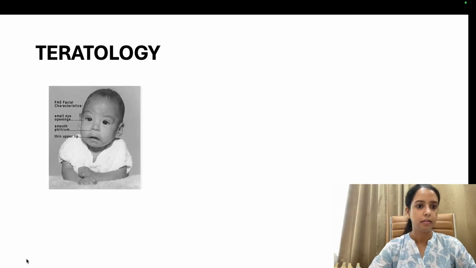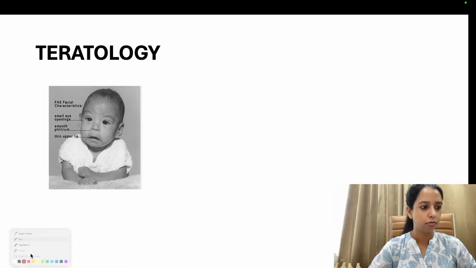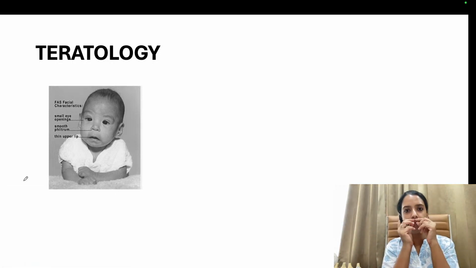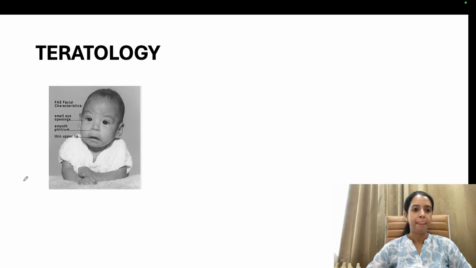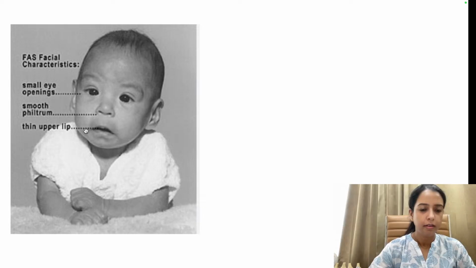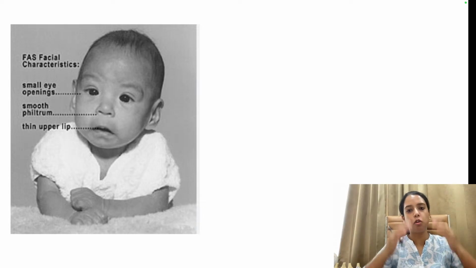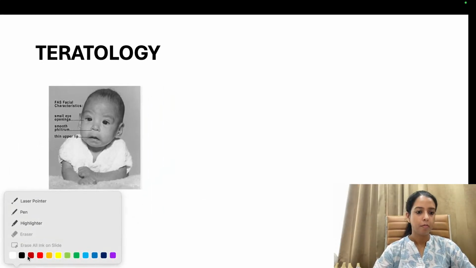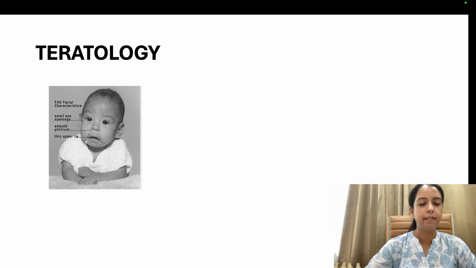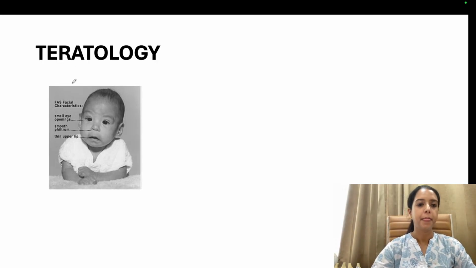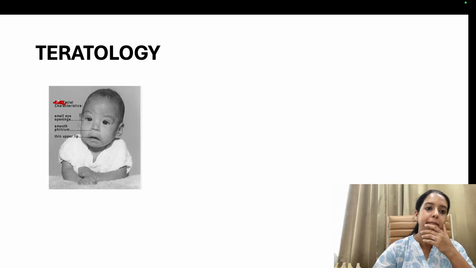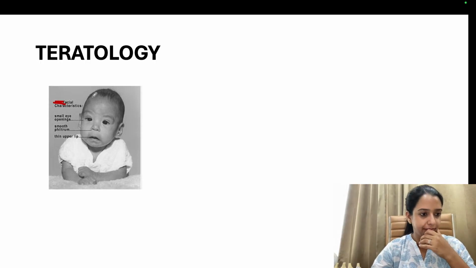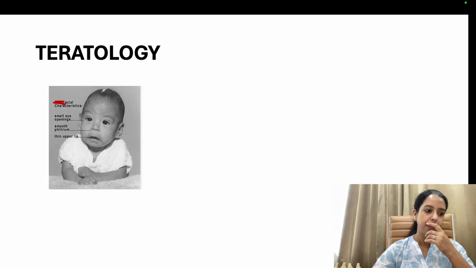Okay, what is this? I've mentioned the features also. Small eyes, small philtrum, pinched nose, everything is small. Thin upper lip. What is this, baby? Everything is growing less. Small eyes, small philtrum, everything has not grown properly. What is this condition? What was the woman taking that she developed this kind of baby? What is this, children?